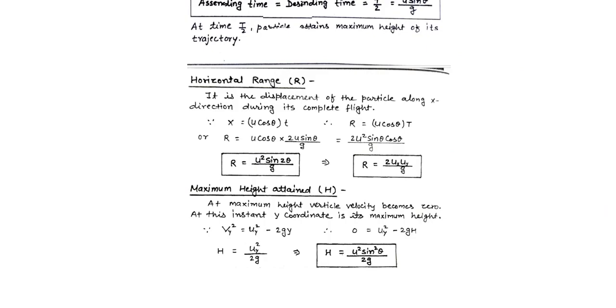Now, if you take the ascending time and descending time as t by 2, you just divide the equation by 2. You are getting u sin theta by g. So, that means at time t by 2, that means half of the time, the particle attains maximum height of its trajectory. Very important point. Now, let's take horizontal range.